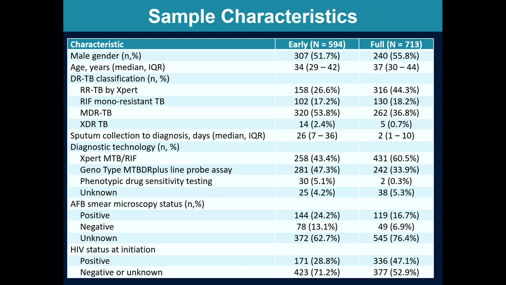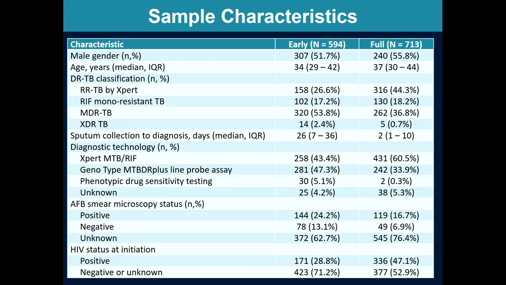So our results, we had 594 cases in the early Xpert period and 713 in the full or the later cohort, the post cohort. And these were similar in terms of gender and age. You can also see we had an increase in the proportion that were diagnosed by Xpert. This increased from 43.4% to 60.5%, and this is consistent with what has been reported nationally. We also showed a decrease in the time from sputum collection to diagnosis, a median of 26 days to 2 days.